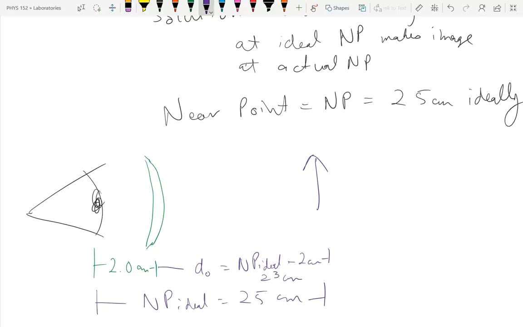point. If you're farsighted, the actual near point is farther away than 25 centimeters. So I'm going to make the image at the actual near point. So what is the distance image then? We've got all of our numbers here. From the eyeball to the image is near point actual, 2 centimeters from the eyeball to the lens. So what's the distance from the lens to the image?